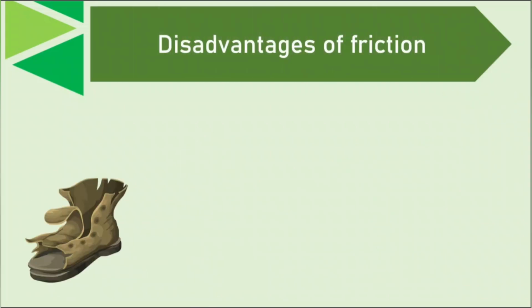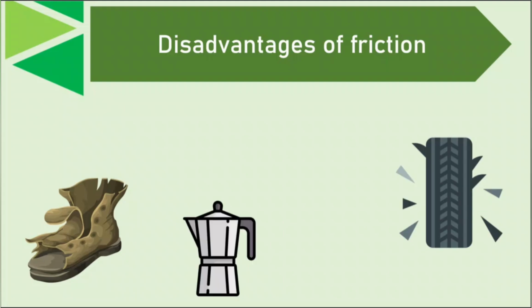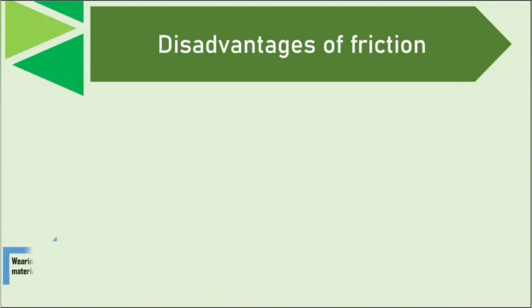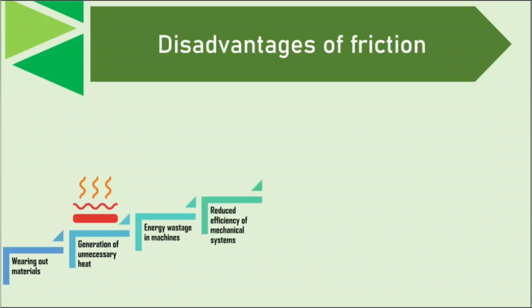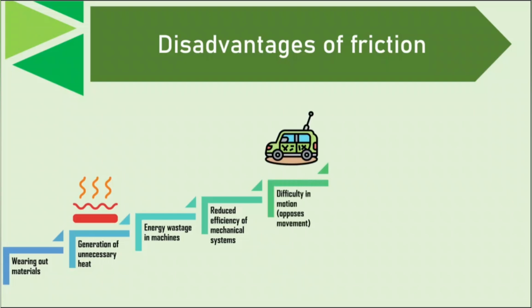The first one is the wear and tear that it causes. It also creates unnecessary heat in appliances like a mixer jar, and that causes wastage of energy. To summarize, it causes wearing out of materials, generation of unnecessary heat, therefore energy wastage in machines, and reduced efficiency of mechanical systems. Now, if the energy is wasted in heat, then it reduces the efficiency as well.